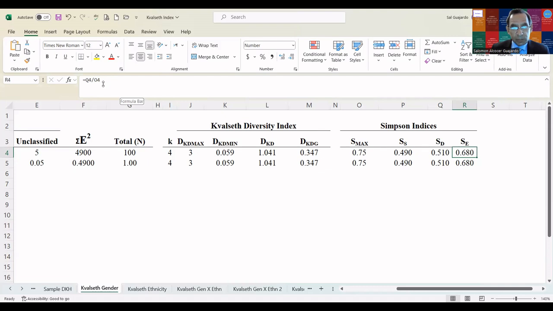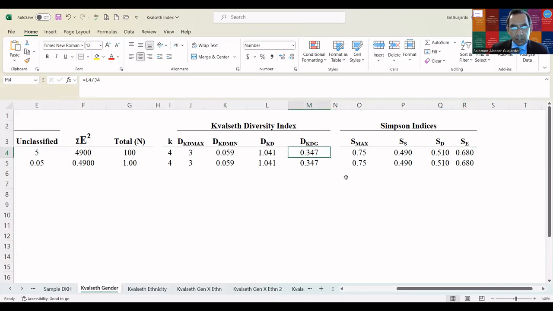0.510 divided by 0.75. And recall that 0.75 is K minus 1 divided by K. So it's 4 minus 1, which is 3, divided by 4. That gives me 0.75. So when you get 0.51 divided by 0.75, that gives me the 0.680. And that is the percentage of the maximum diversity score that is obtained. So for this organization, it obtained 68% of the maximum value of 0.75 in respect to obtaining the maximum value of gender diversity.